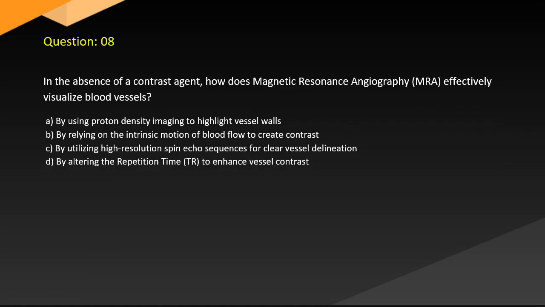Question 8. Correct answer: B. By relying on the intrinsic motion of blood flow to create contrast. Explanation. Magnetic resonance angiography (MRA) can visualize blood vessels without the need for contrast agents by utilizing the intrinsic motion of blood flow. This technique takes advantage of the difference in signal between static tissues and the moving blood, creating a contrast based on the flow dynamics. Proton density imaging (A) and high-resolution spin echo sequences (C) do not focus specifically on blood flow, while adjusting TR (D) could improve contrast but does not specifically highlight vessel flow in the same way.